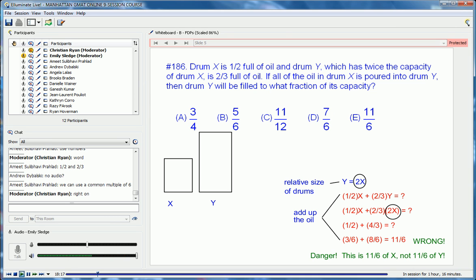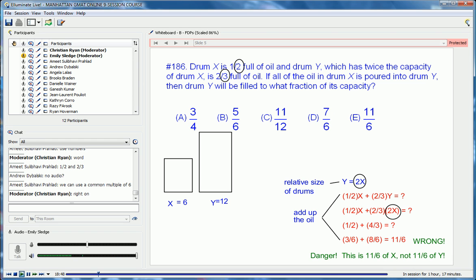And it's here that we can apply the smart number strategy. Pick a number of 6, as Amit suggests, because it's the common multiple of these denominators. By using 6, we guarantee ourselves that no matter which fraction we take, even if we take both of these fractions out of it, we're still going to get an integer result. And by doing that, we don't have to deal with the fractions throughout the problem.